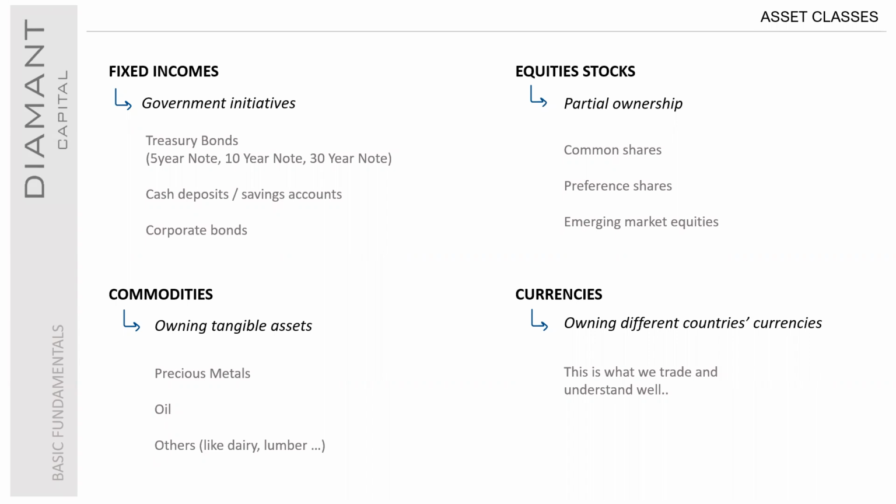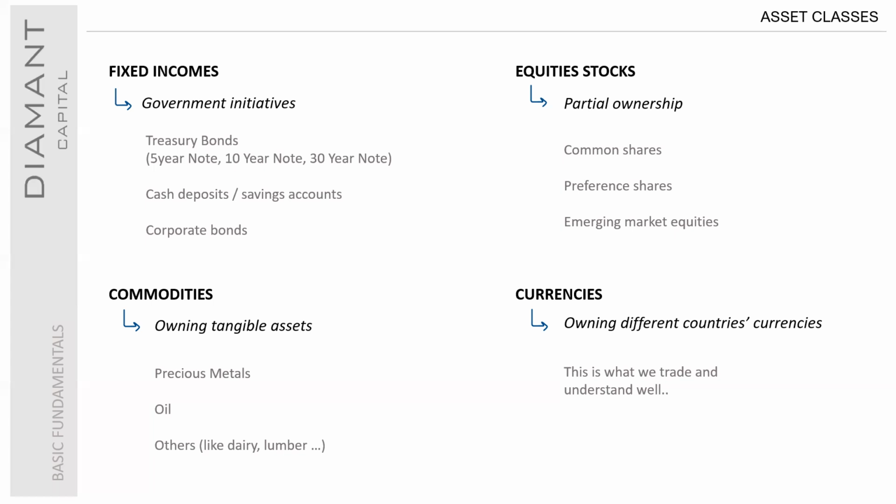Then third, you've got commodities. So what this is, is owning tangible assets. Of course, you actually don't have to buy bars of gold, but you actually own that asset. So you've got precious metals like gold, silver, and obviously all the others. Then you've got oil, and then I've put it as others. We get more into this in more detail, but you've got dairy, you've got lumber, and plenty of others that we're going to look at.